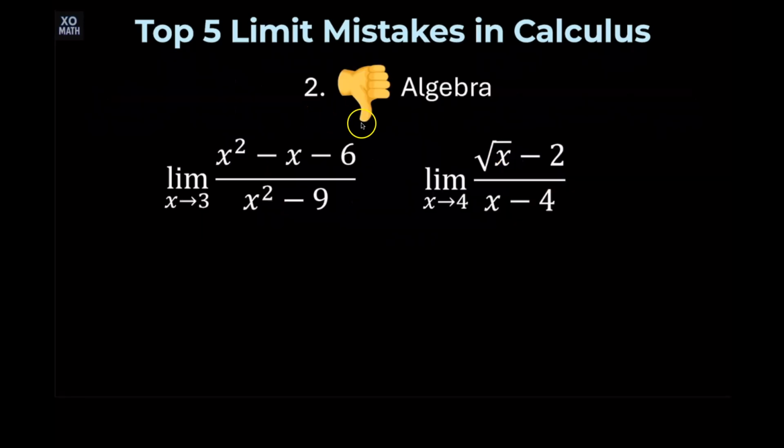The next one is bad algebra. So when we have a limit of a rational expression, we have to try to factor and cancel. We cannot simply cancel terms. So too many students are going to try to cancel these x squareds.